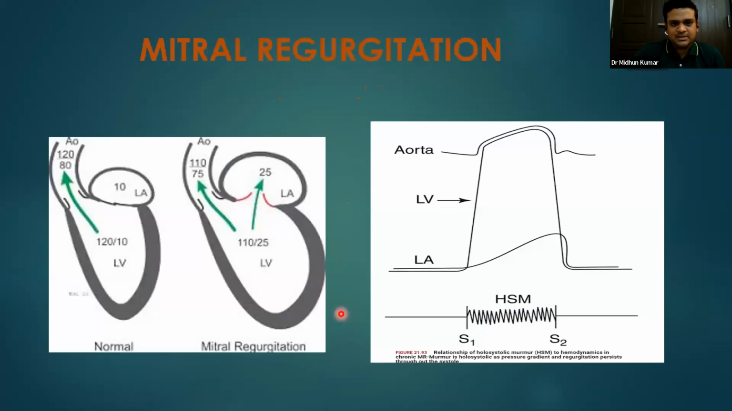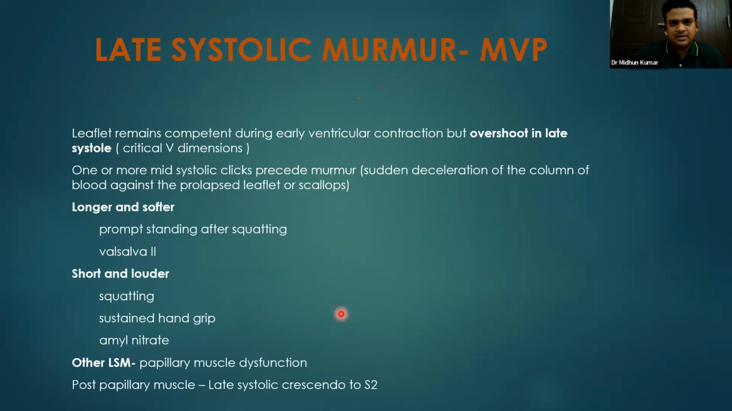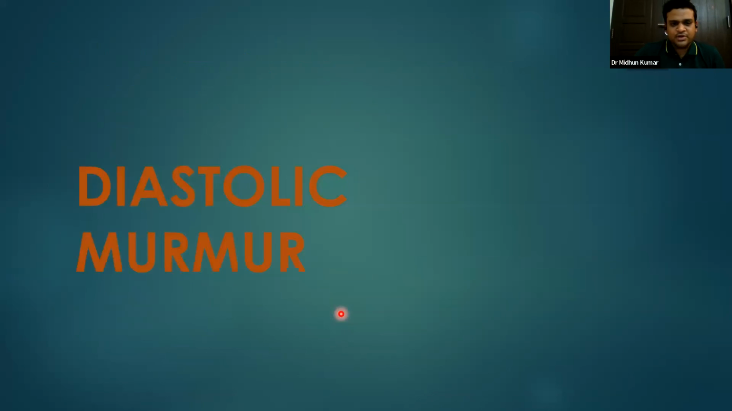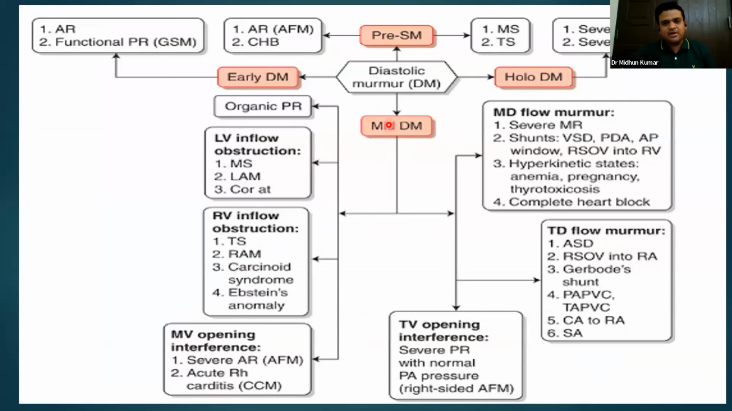Coming to diastolic murmurs, it is very, very important. An early diastolic murmur is produced by either aortic regurgitation or pulmonary regurgitation, and a mid diastolic murmur is produced by AV valve obstruction, either mitral stenosis or tricuspid stenosis, and a holo-diastolic murmur will be produced by aortic regurgitation or pulmonary regurgitation.